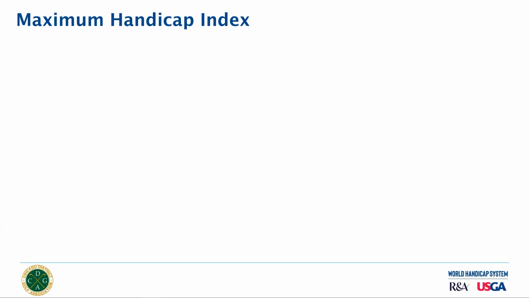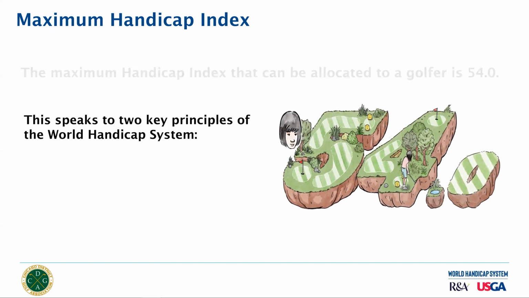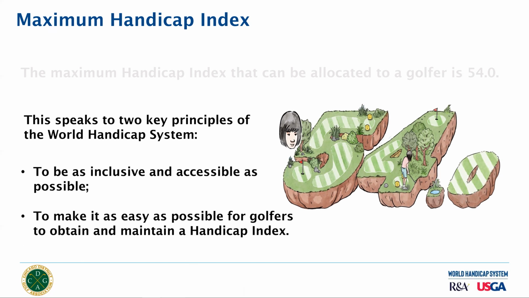Maximum handicap index. The new one is 54.0. This speaks to two key principles of the World Handicap System. The first is to be as inclusive and accessible as possible. And the second is to make it as easy as possible for golfers to maintain a handicap index. Under our old system, for men, the maximum index was 36.4. For women, it was 40.4. Now for all genders, it's 54.0.